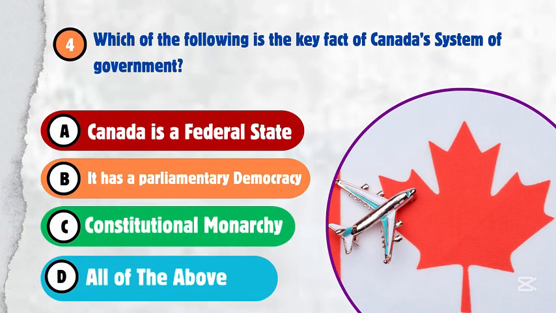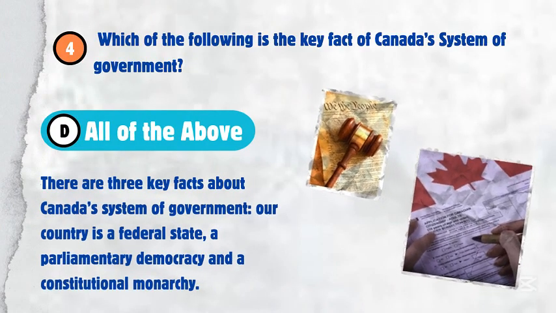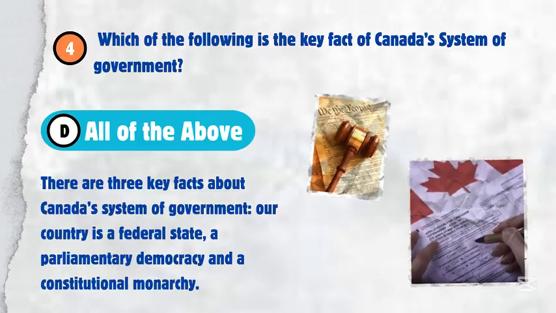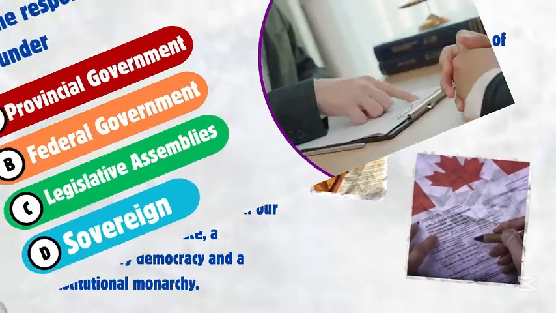4. Which of the following is the key fact of Canada's system of government? A. Canada is a federal state, B. It has a parliamentary democracy, C. Constitutional monarchy, D. All of the above. Answer: D. All of the above. There are 3 key facts about Canada's system of government. Our country is a federal state, a parliamentary democracy, and a constitutional monarchy.